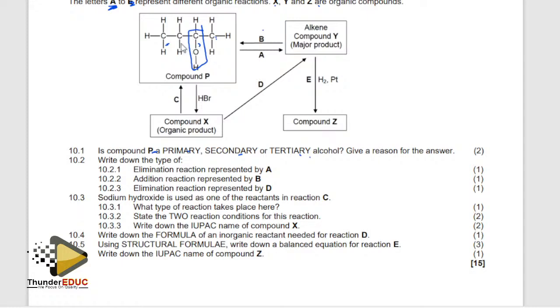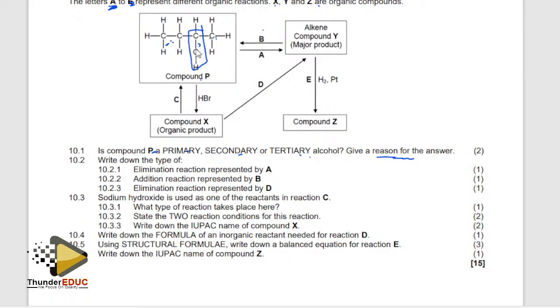Primary, your primary level is the first one. It means 1 carbon atom attached to the carbon atom with the functional group. So automatically it is a secondary alcohol. Then they're saying give the reason for your answer. We answered it: the carbon atom with the functional group is attached to 2 other carbon atoms. It must be a complete statement.